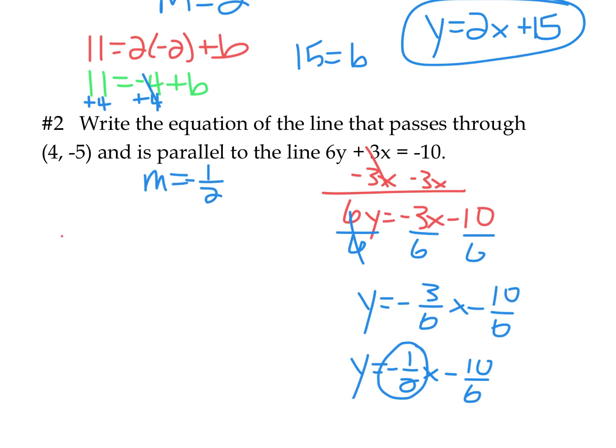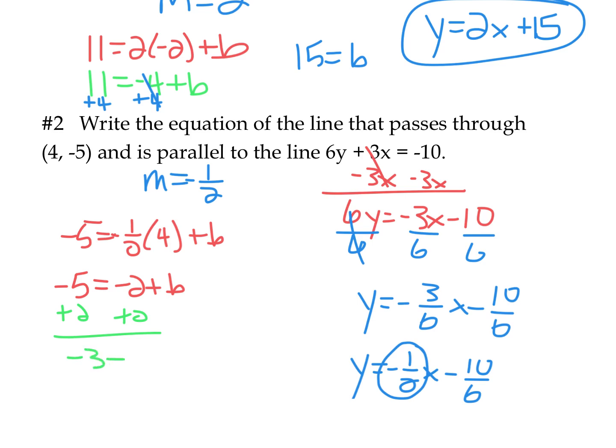And so now I can take my point and my slope, and I can solve for the b value that would go with that information. So I take y equals mx plus b, and I can simplify this. Negative 1/2 times 4 is negative 2, plus b. And then if I add 2 to both sides, I get negative 3 equals b. Now I've got the two things I need to write the equation of the line. I've got the slope, negative 1/2, because I had to have the exact same slope to be parallel, and a y-intercept of negative 3. So my equation is y equals negative 1/2 x minus 3.